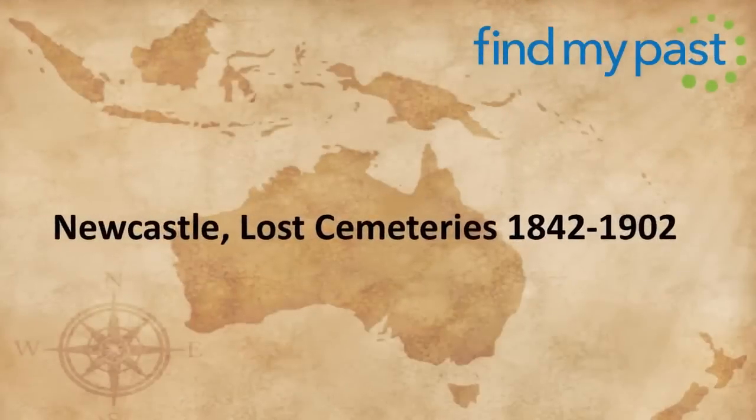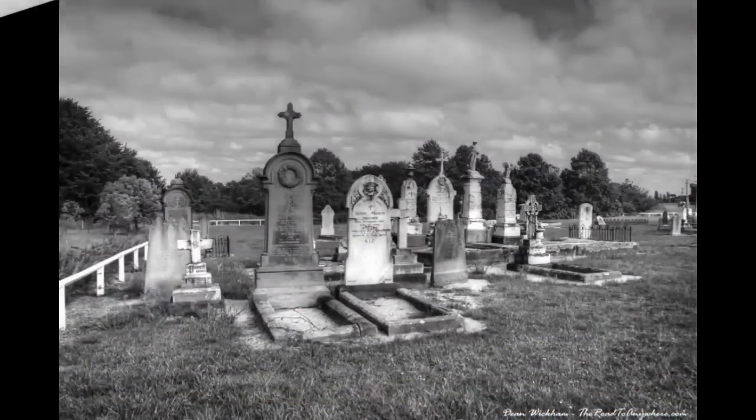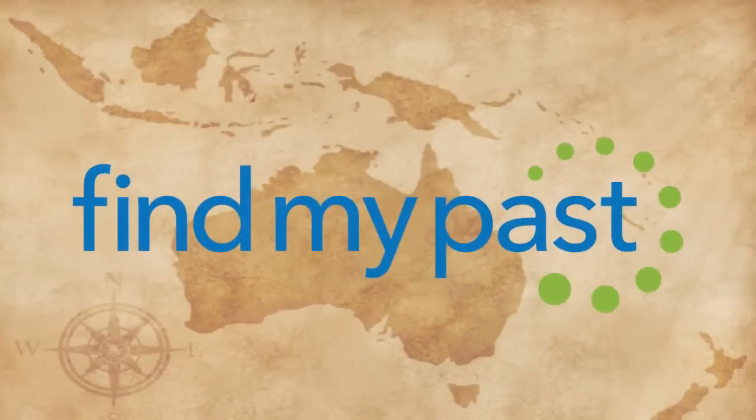Or Newcastle in New South Wales Lost Cemeteries Index, which covers 1842 through to 1902. Newcastle in New South Wales has a long history of burial grounds from the 19th century that have since been converted into open parks or building sites. Now, these records were compiled by Newcastle Family History Society and include 5 cemeteries and over 7,000 records. The information you can uncover from records such as these include the age at death, the date of death, age at birth, and parents' names, just to name a few. Now, this gives you an idea of the types of niche records available at Findmypast.